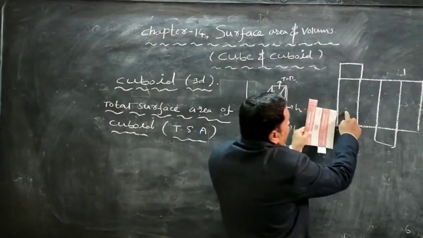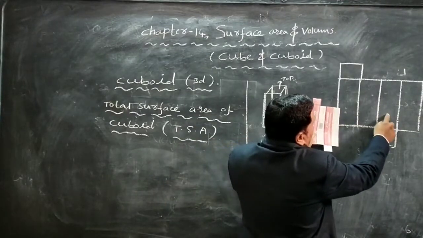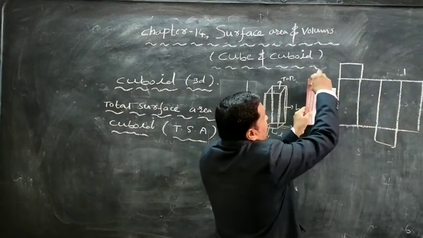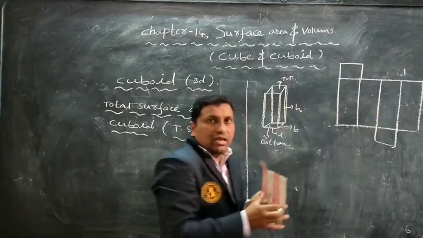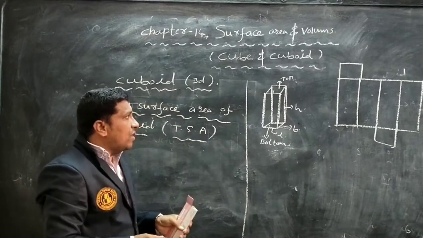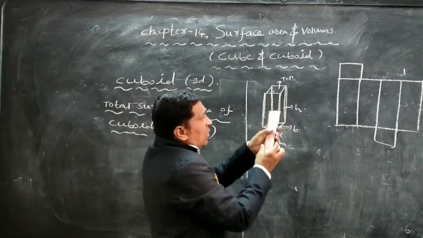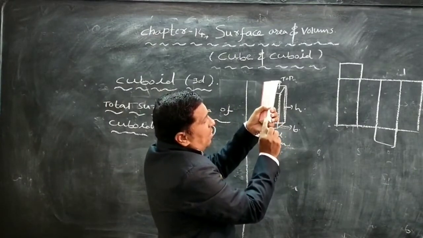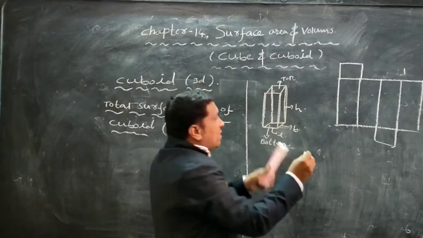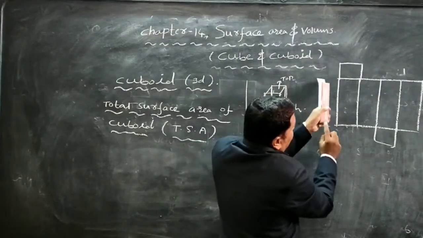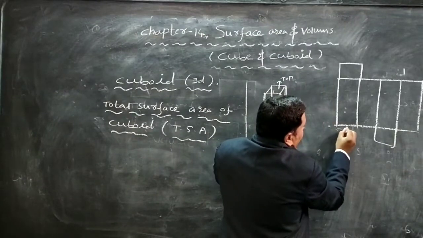This is the first, second, third, fourth. Along with this, one is top and this one is bottom. Okay? So here we have to calculate. So this is length, breadth, height. Understood? So what is this length here? This one is a length.